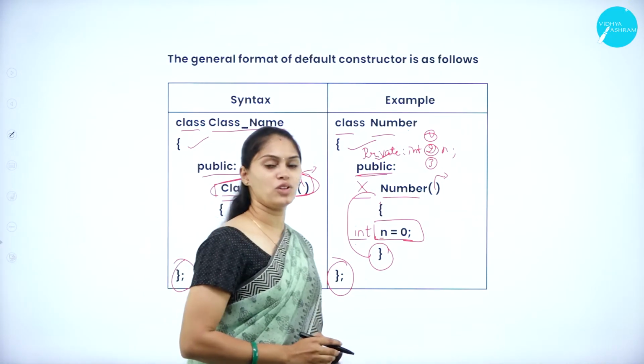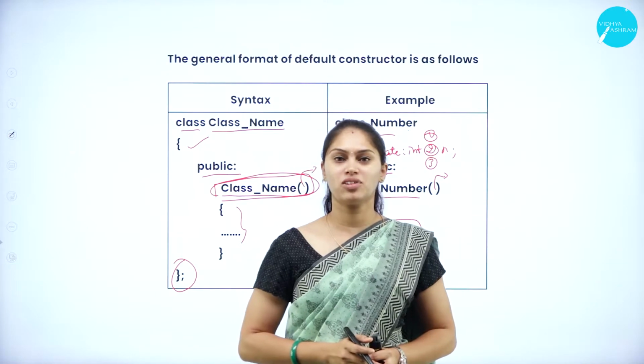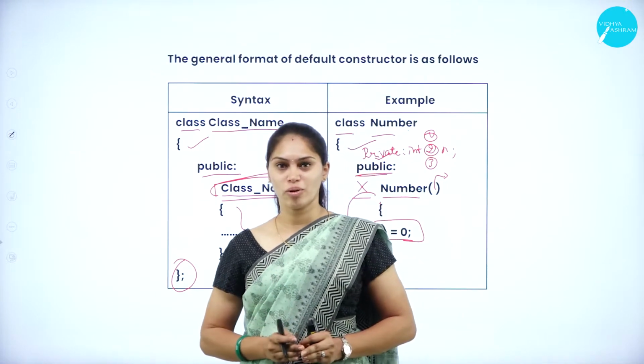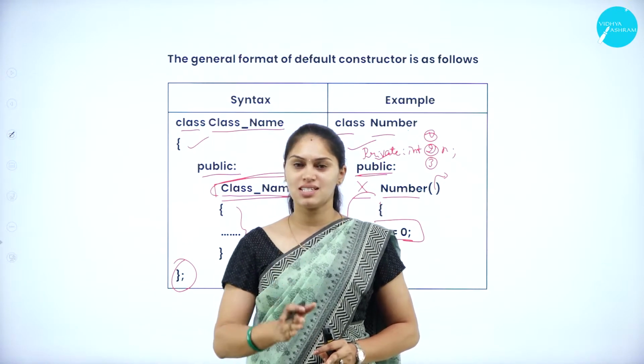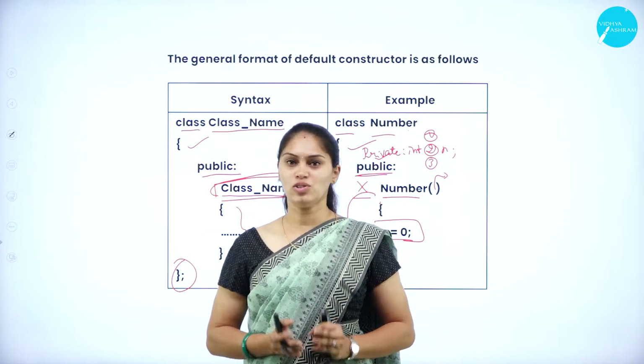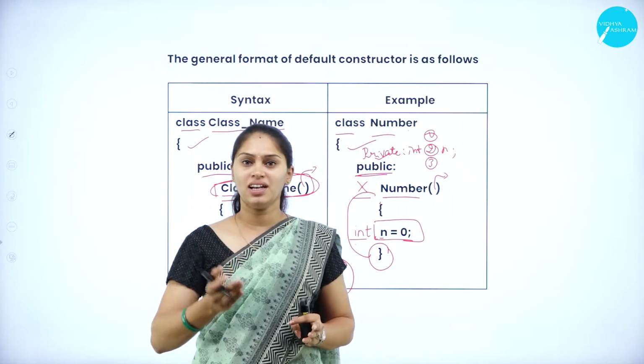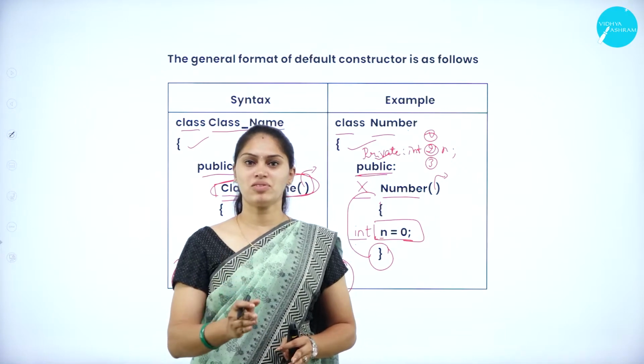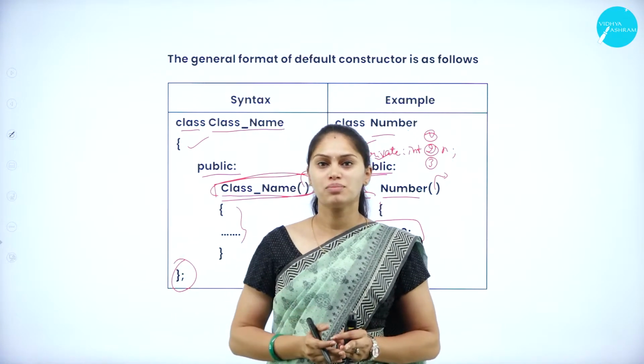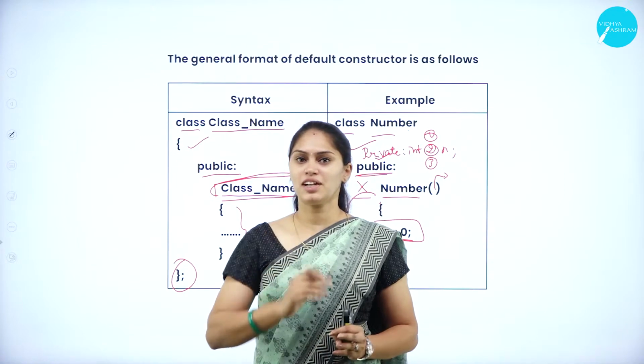After that, I am going to end the class. What am I going to do? I am going to end the scope of the class. So, this is how a default constructor works. If I have n number of objects for a particular class, all the n number of objects will be initialized to the same set of values.